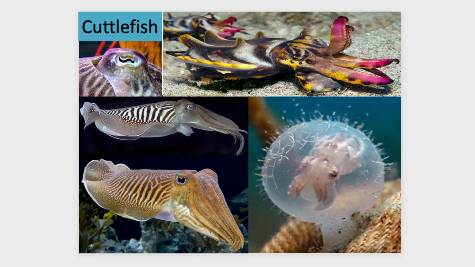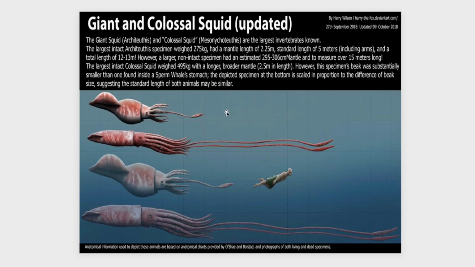Some cool facts about these organisms would be the giant and colossal squids. For this, I'll just read you this little fact here. It says the giant squid and colossal squid are the largest invertebrates known. The largest specimen weighed 275 kilograms, and a kilogram is about 2.2 pounds. So, well over 550 pounds would be the weight of that organism. And you can see in this image a person swimming beside these. Imagine if something like that swam up next to you, how terrifying that would be.